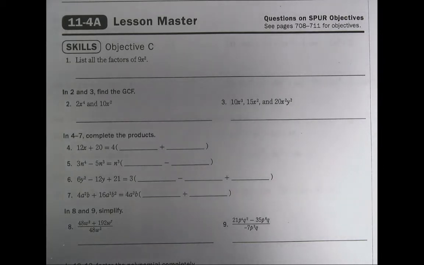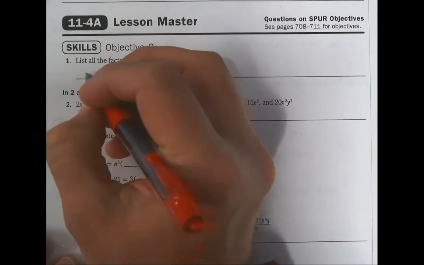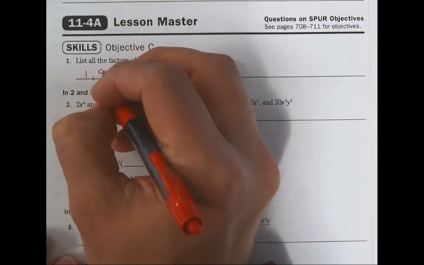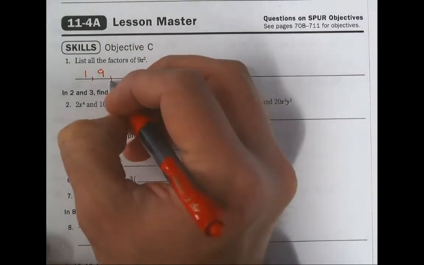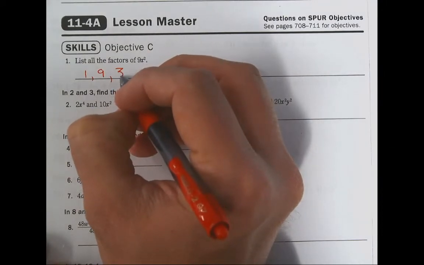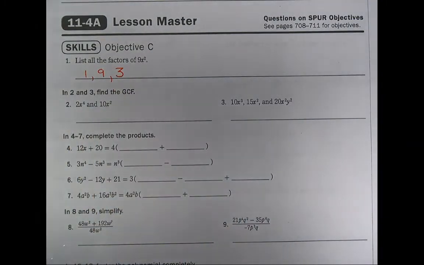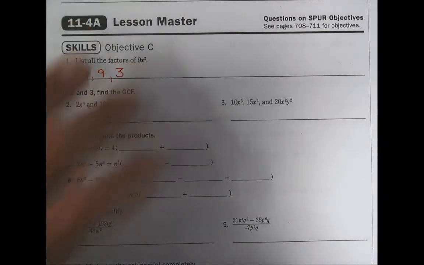Let's start with just 9. We know 1 times 9 can create that, but also 3 times 3. Now we don't need to list 3 twice. It's just the numbers that can be multiplied to create this. Okay, so we could pull that out.